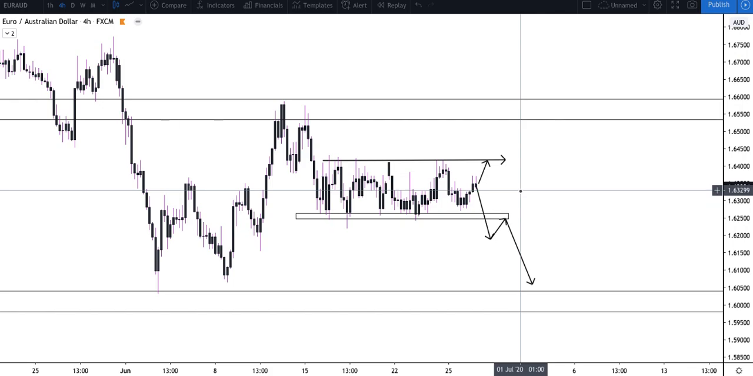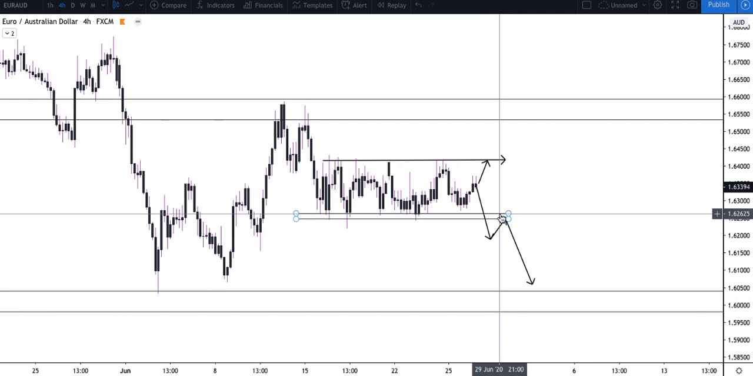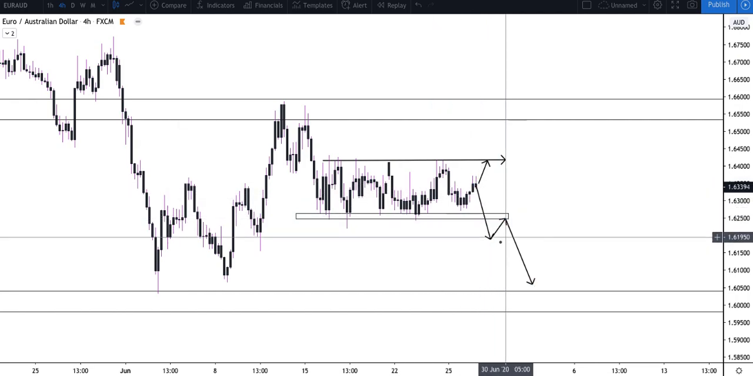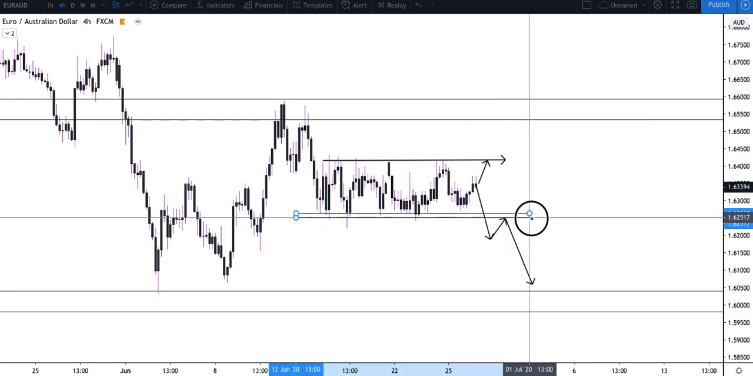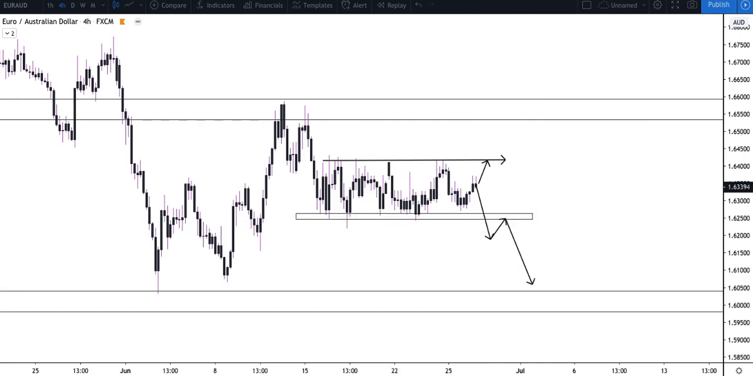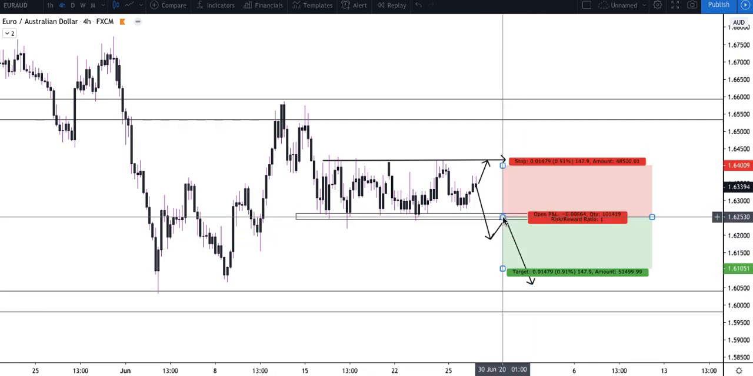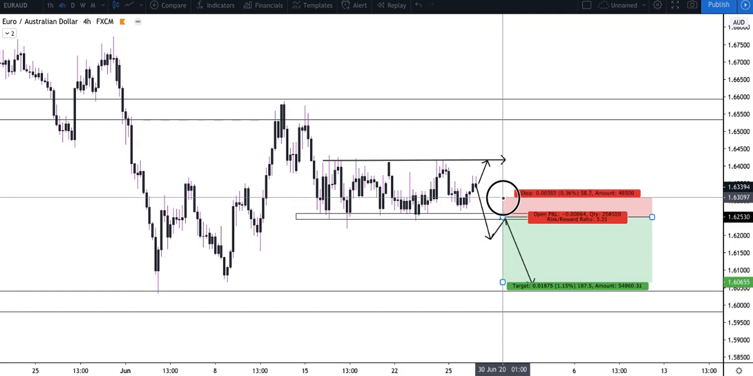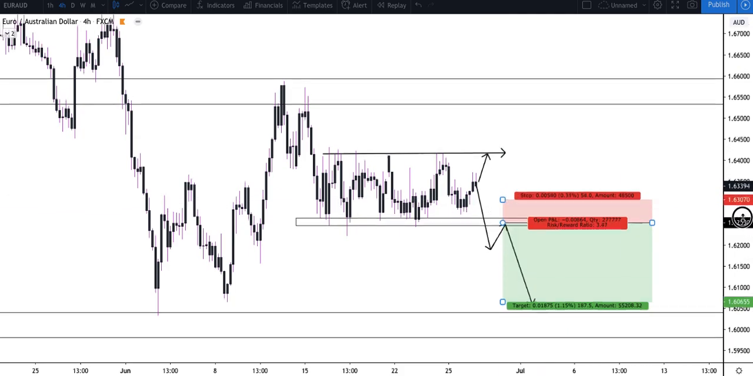But the more preferable position I would be looking for right now is if we were to actually break this level of support, come up for that retest, and then we can look for that short opportunity back towards the downside. Now this right here could be a good trade as well, as we would be looking for a nice risk reward ratio of around 1-3 or maybe even 1-3.5.